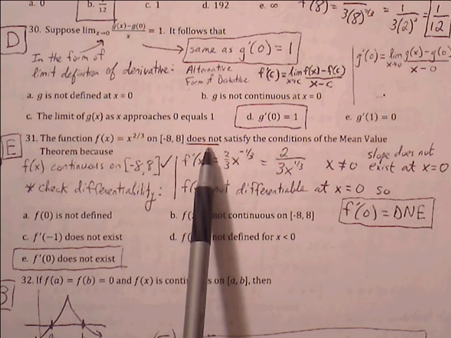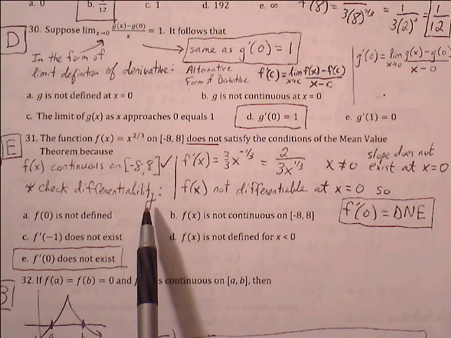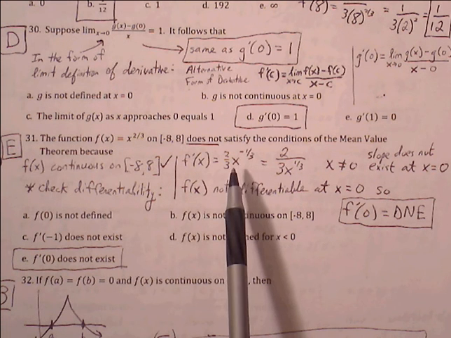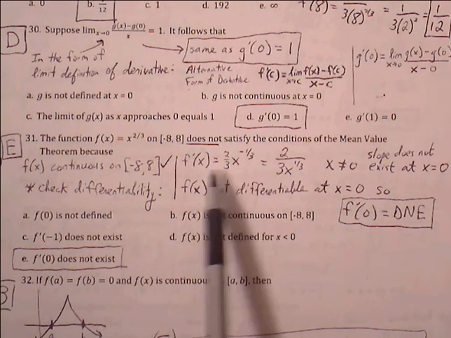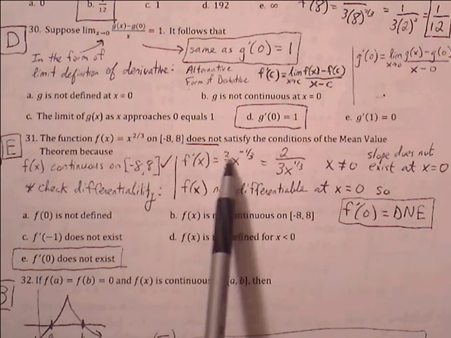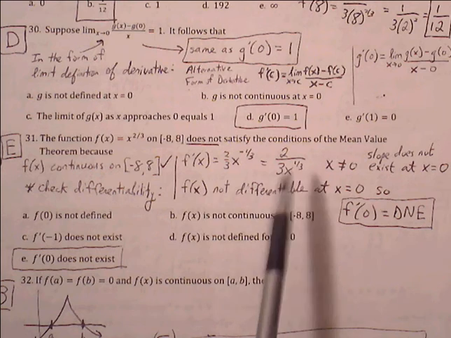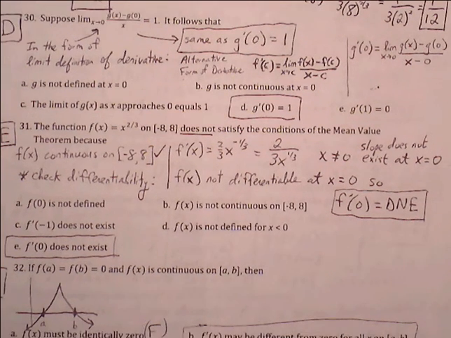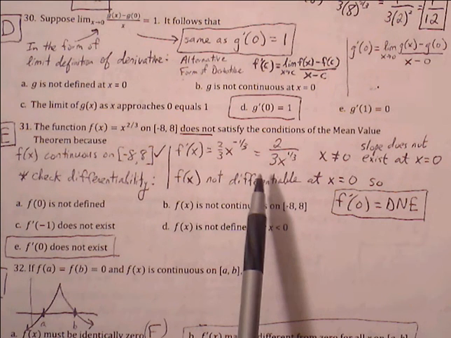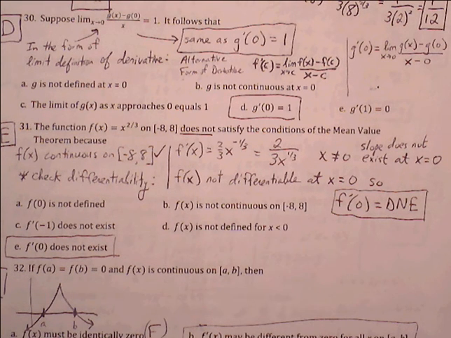Now, is it going to pass the differentiability test? That we have to find out by looking at the derivative. So if we find the derivative, which is going through power rule, 2/3 x to the -1/3, or 2 over 3x to the 1/3. A function is not differentiable if there is an x value that causes the function's derivative, or the slope, to be undefined.